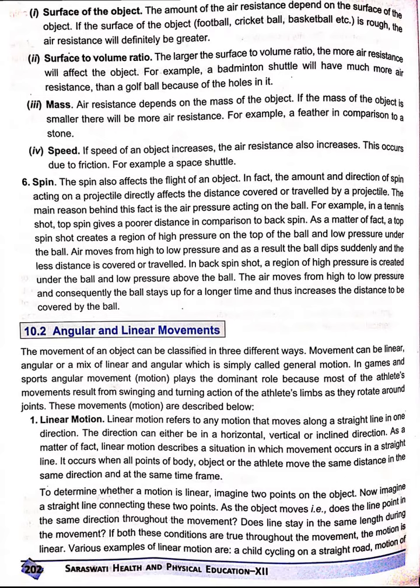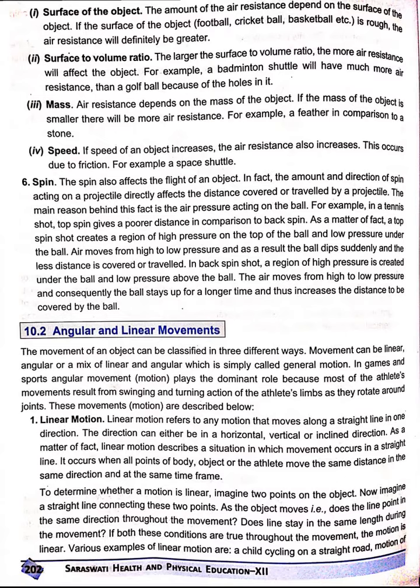For example, a top spin gives a poorer distance in comparison to a back spin. As a matter of fact, a top spin shot creates a region of high pressure on the top of the ball and low pressure under the ball. The air moves from high pressure to low pressure. As a result, the ball dips suddenly and less distance is covered.